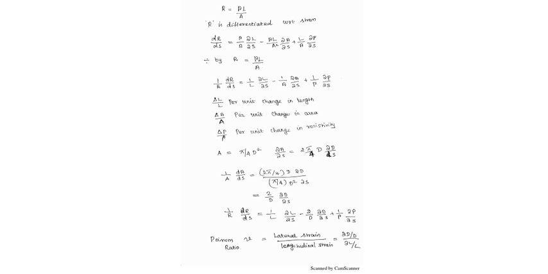It is of the form U by V, as you all know. What is the derivative of U by V? That is U into V dash minus V into U dash. Based on this differential equation, I am going to differentiate R, which is equal to rho L by A. When you differentiate the given equation, you will get this.